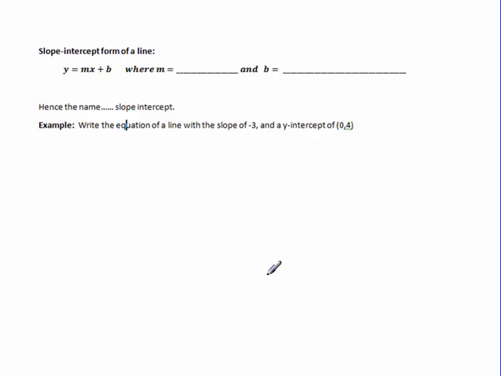We're looking at the guided notes for chapter 2.4. A couple of other forms of a linear equation. And the first one we're going to take a look at is the slope-intercept form of a line. This is the one you know. This is your y equals mx plus b, where m is the slope and b is the y-intercept.